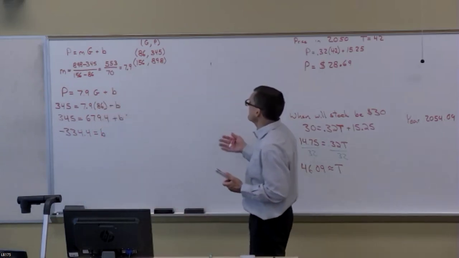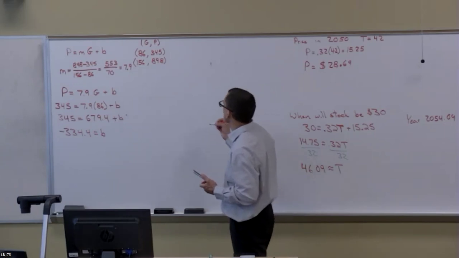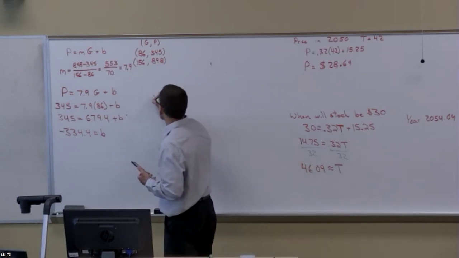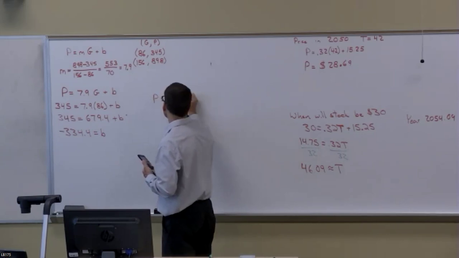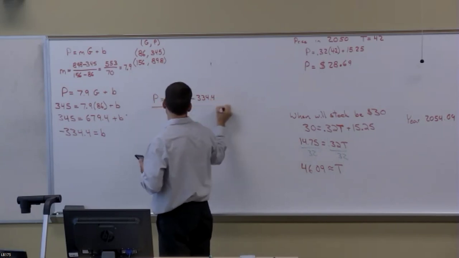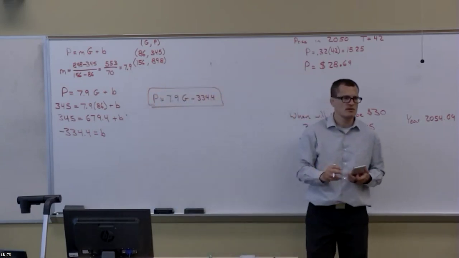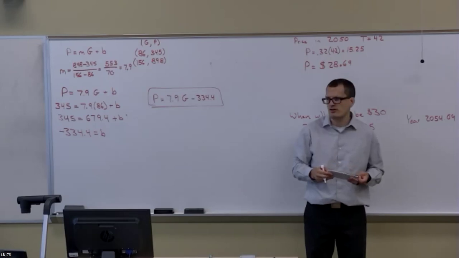And so that means the linear equation that I'm trying to create is P is equal to 7.9 times the number of grants minus 334.4. Everybody else getting all those same numbers?